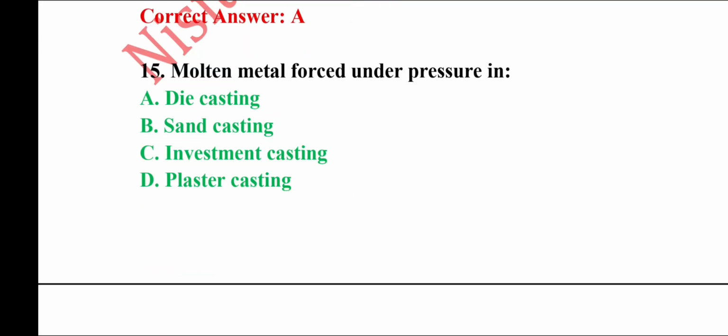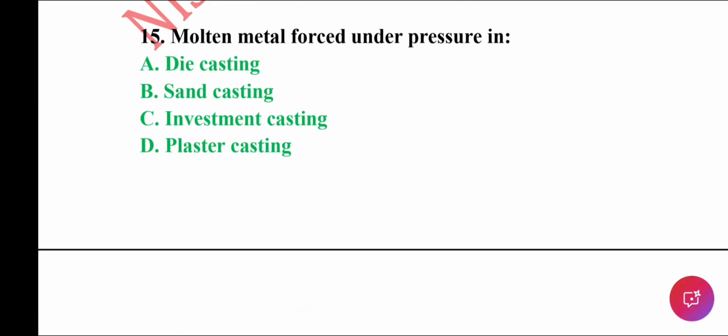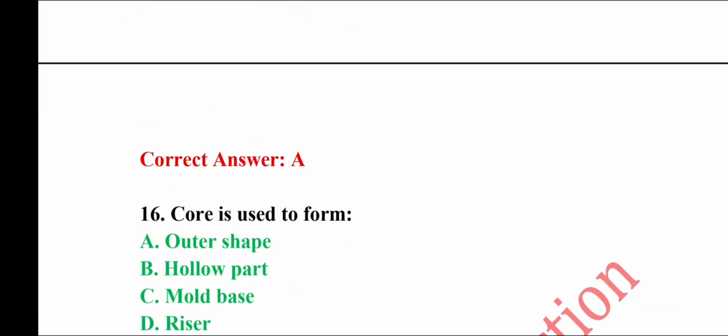So question number 15 is molten metal forced under pressure in die casting, sand casting, investment casting or plaster casting. The correct answer is A. This is your die casting.